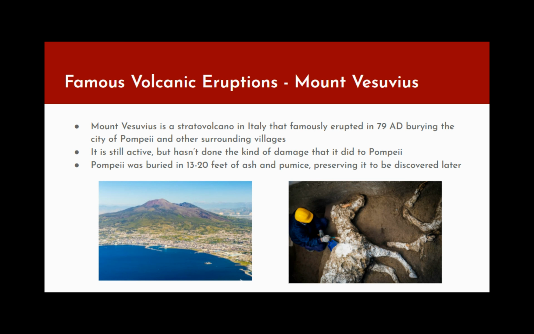So Pompeii was buried in 13 to 20 feet of ash and pumice. That is a lot of ash and rock. And it preserved the entire town. That ash kind of mummified everything. So this is an example of a horse that was in the city whenever the volcano erupted. And it pretty much perfectly preserved it in this layer of rock.